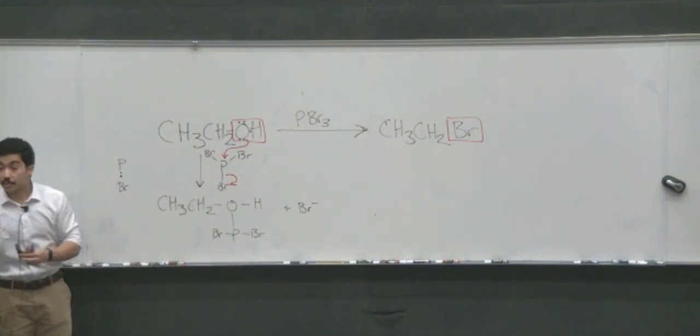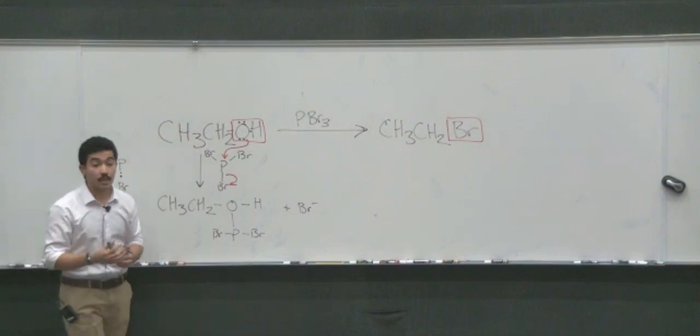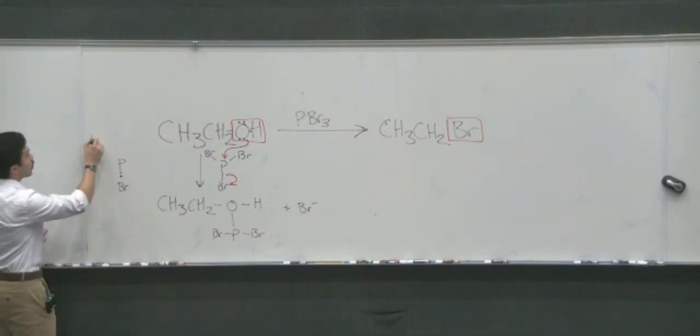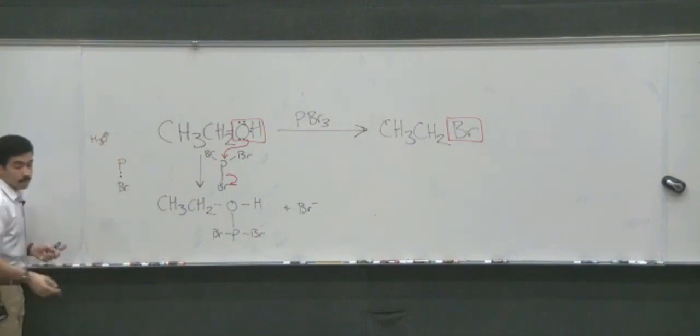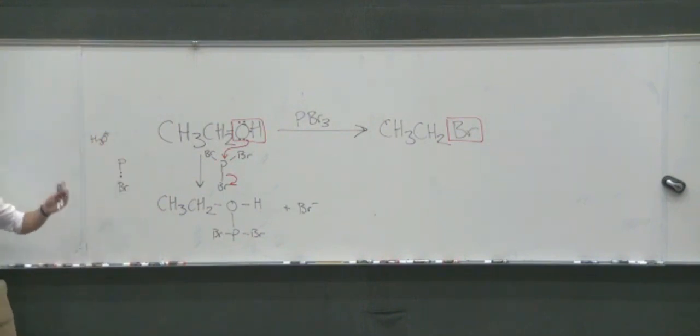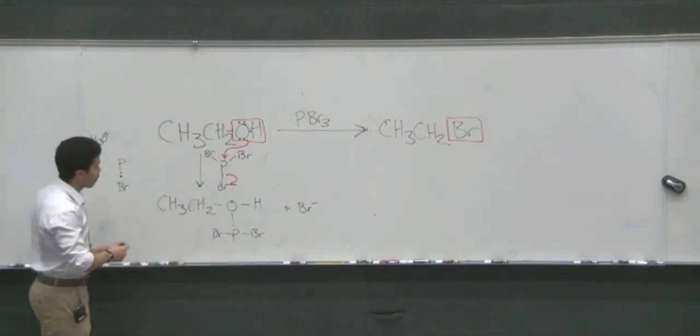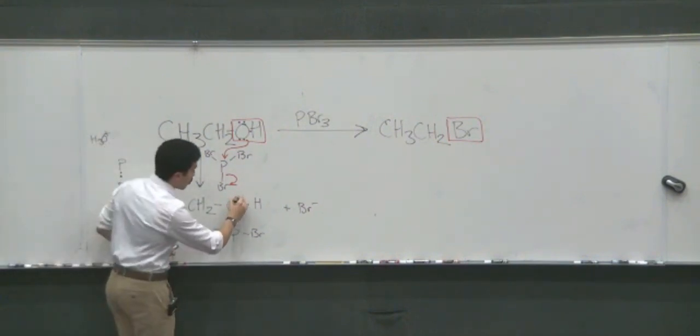When oxygen has 3 bonds, it has a charge of plus. How do I know this? I don't memorize it. I just remember H3O+. Oxygen here has 3 bonds. It's plus. You don't need to memorize that weird table that he gives you in the beginning of chapter 11. So we're going to have to put a plus here.